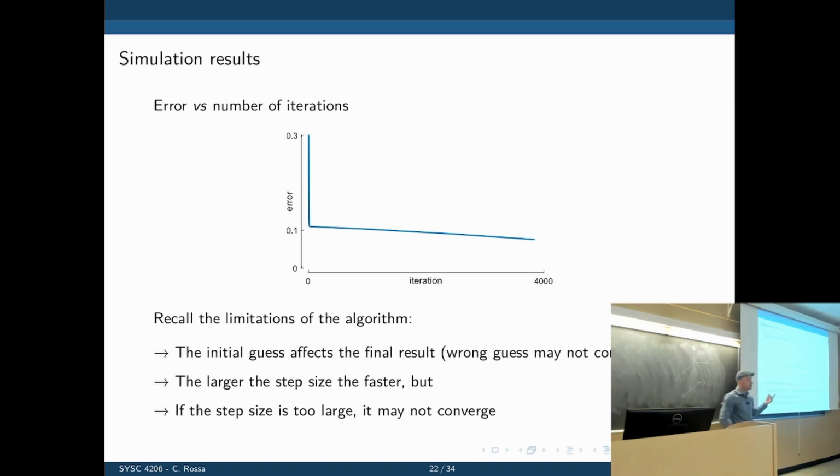So once again, the initial guess affects the final result. A wrong guess may not converge. So ideally, what you would do here is start in a position and give points to follow that are close to one another. You wouldn't let the robot jump too much from one point to another. You would discretize that trajectory with smaller intermediate points and then go one by one.